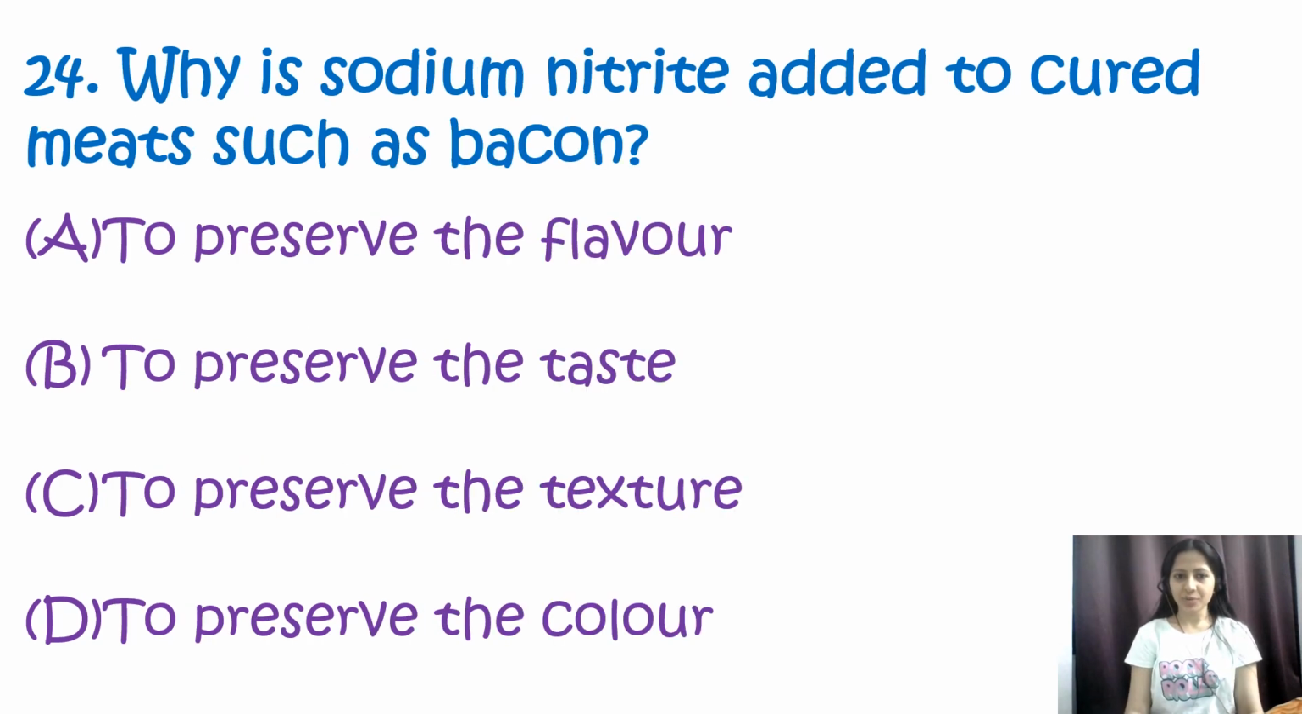Question number 24. Why is sodium nitrate added to cured meats such as bacons? Options are to preserve flavor, to preserve taste, to preserve texture, or to preserve the color. So the correct option over here is D, that is to preserve the color. We know that when sodium nitrate is added to the cured meat, it reacts with the myoglobin which is present in the meat, as we have just seen. Now it forms nitric oxide myoglobin, which gives the cured meat a characteristic pinkish color.